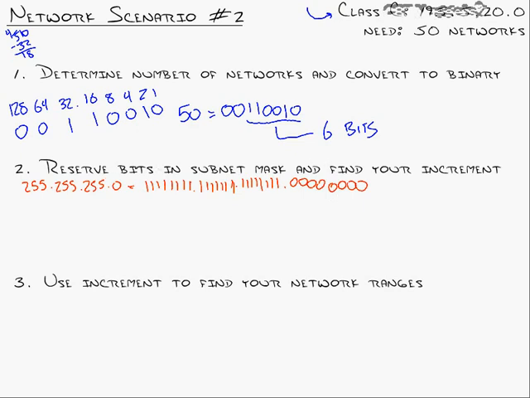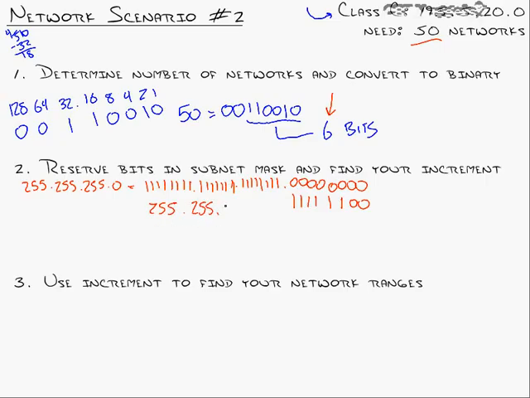So now we look at our requirements. It says reserve bits in the subnet mask and find your increment. Our organization wants to break this into 50 subnetworks. We know that it takes 6 bits to get the number 50, and we know that ones are network bits. We need to change our subnet mask to where we have 6 more ones. So we do that. 1, 2, 3, 4, 5, 6, and the other 2 can remain 0, 0. We have stolen 6 host bits and made them network bits to meet our requirements. Just like that, poof, we know what our subnet mask will be for our whole organization.